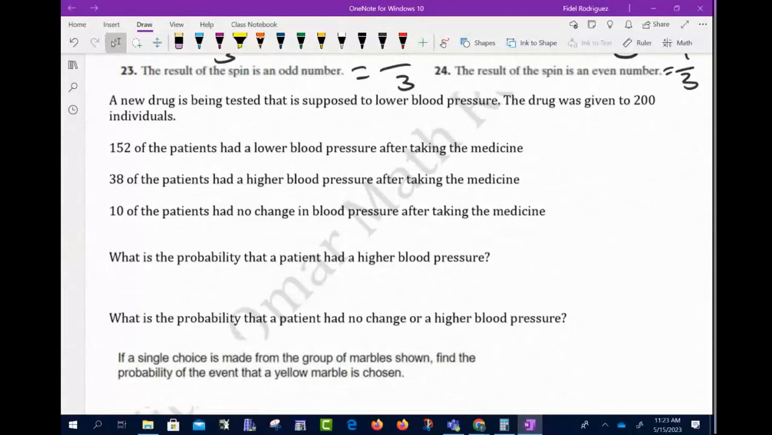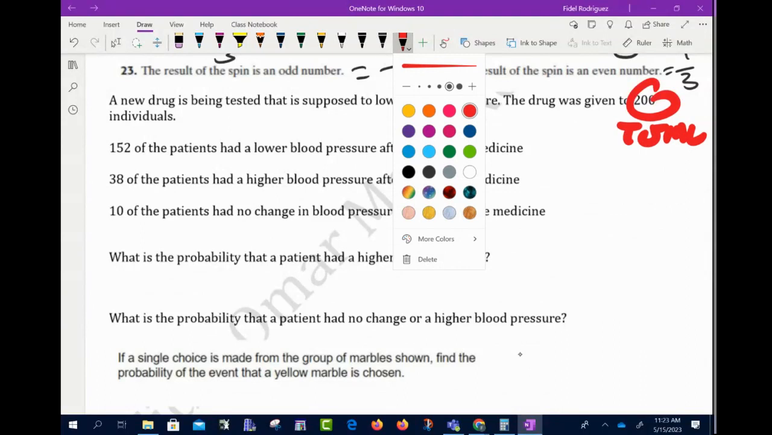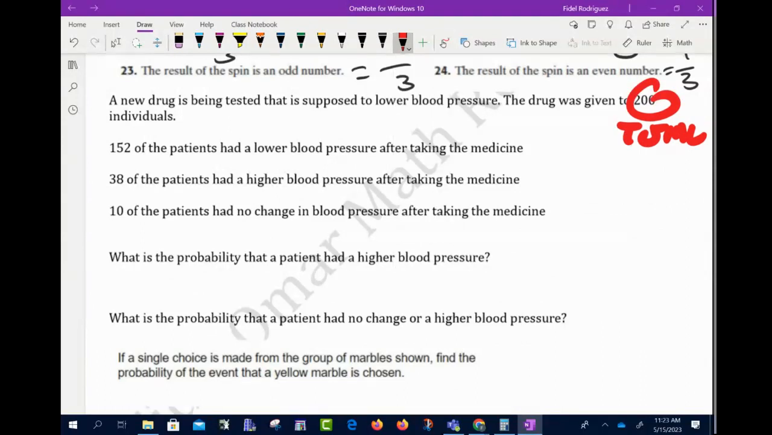Look, y'all, the next problem here says a new drug is being tested that's supposed to lower blood pressure. The drug was given to how many people? Okay, this is my total. Let me make that a little bit smaller. There we go. Boom, that's my total. Okay, 152 of the patients had a lower blood pressure. 38 had a higher. We definitely don't want that. And 10 had no change. Okay, it says, what's the probability that a patient had a higher blood pressure?